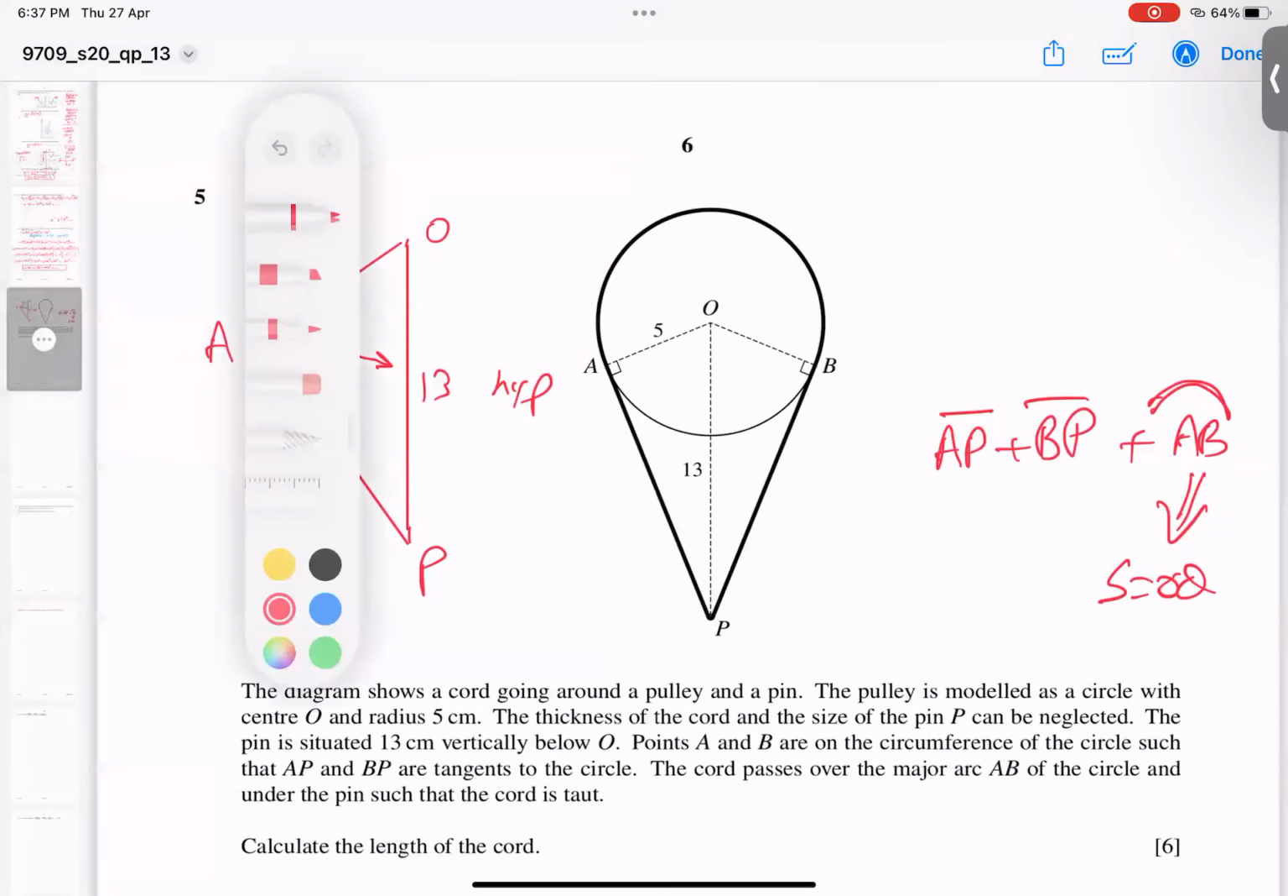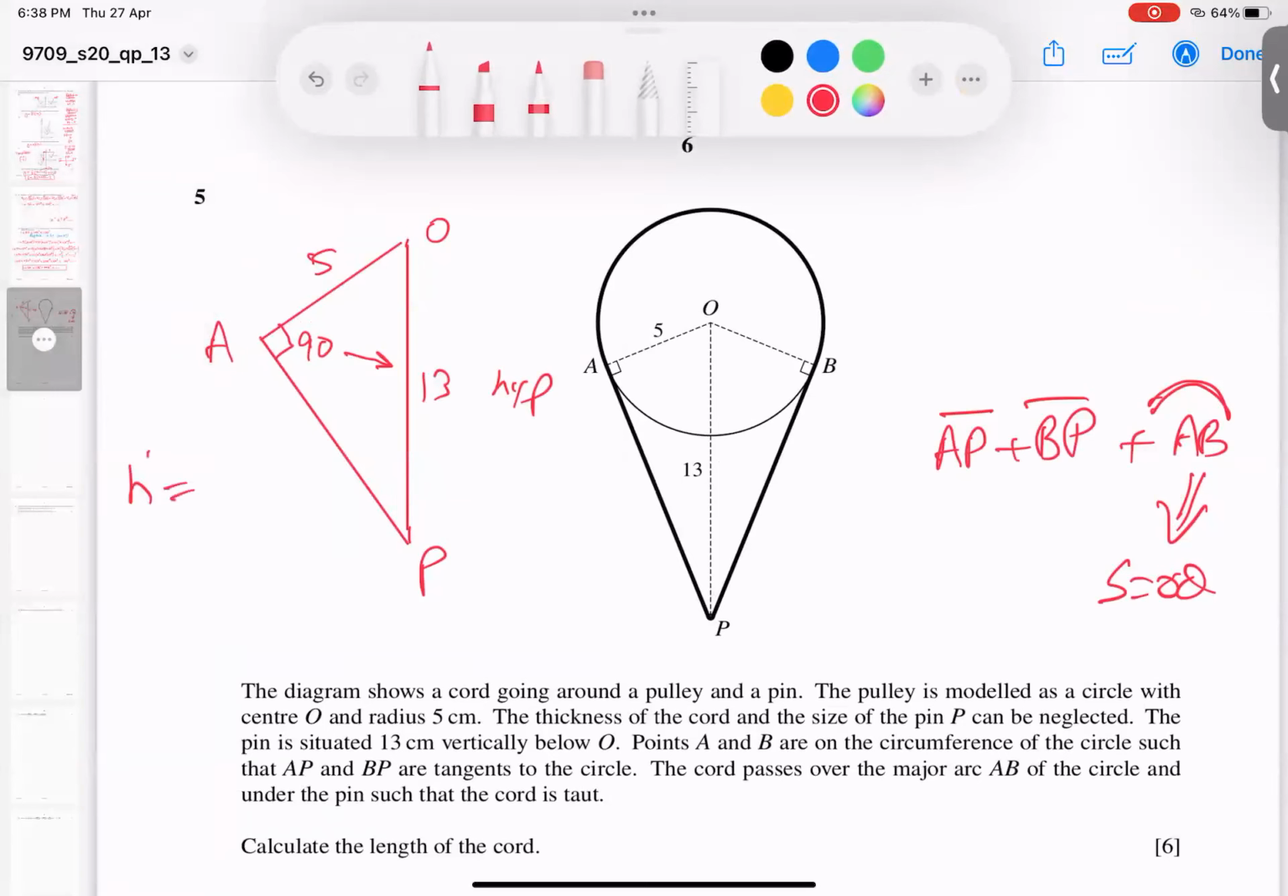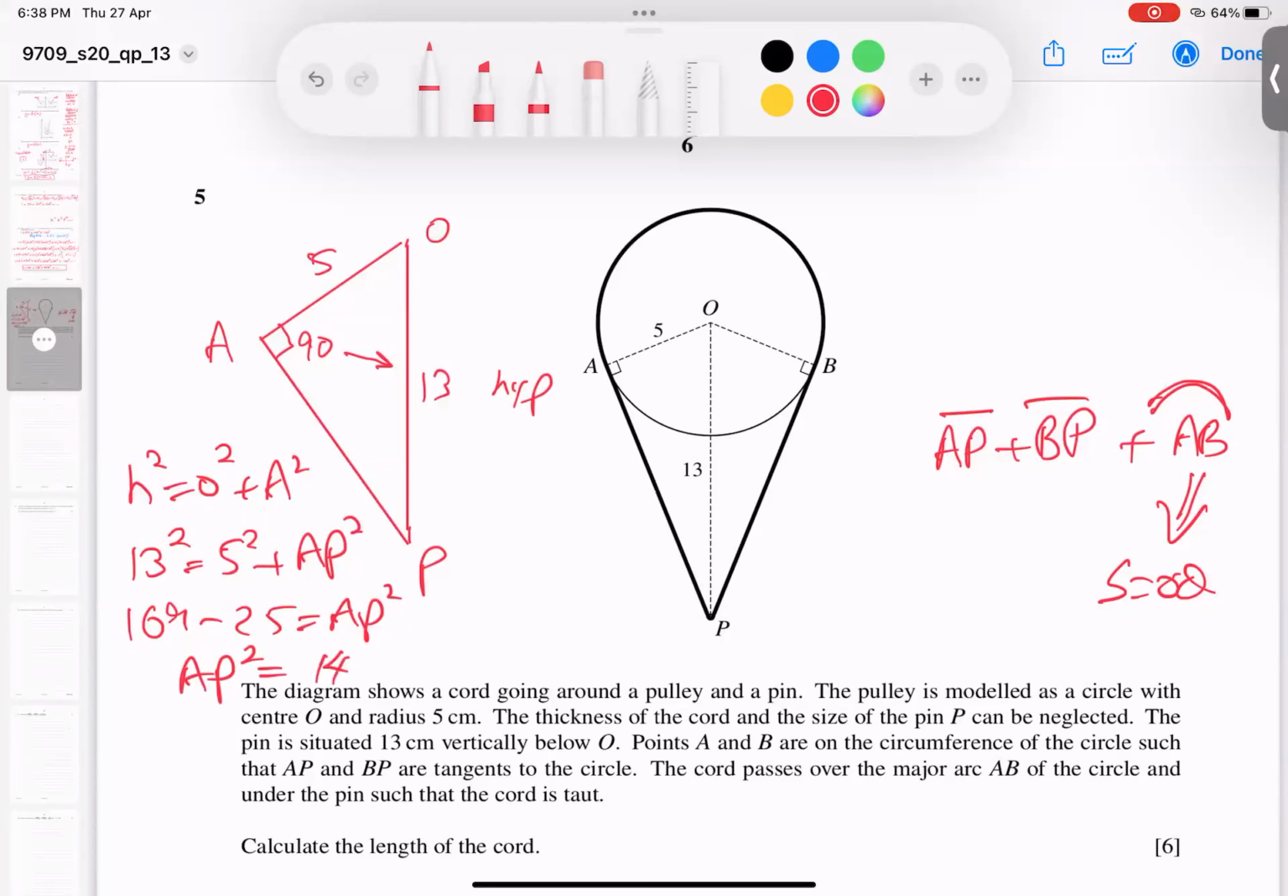And what is the Pythagoras theorem formula? Hypotenuse square equals opposite square plus adjacent square. Hypotenuse is 13, opposite is 5, and AP is my target. So 169 minus 25 is AP square. So AP square equals 144. Take the root. So AP equals 12. So 12 centimeters is AP.